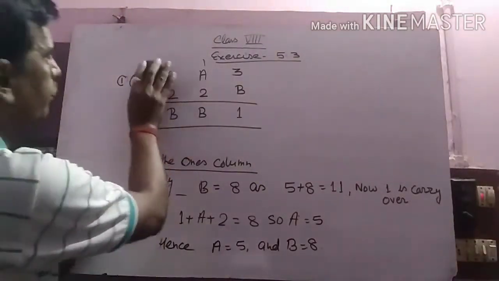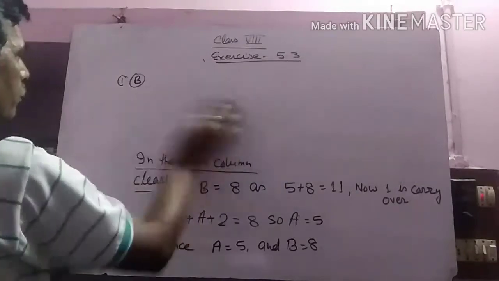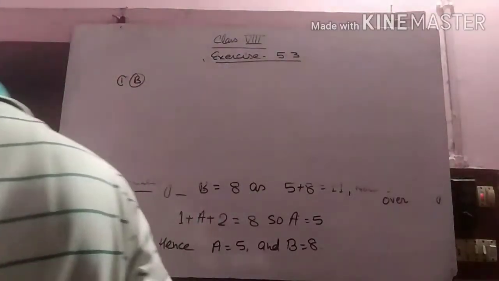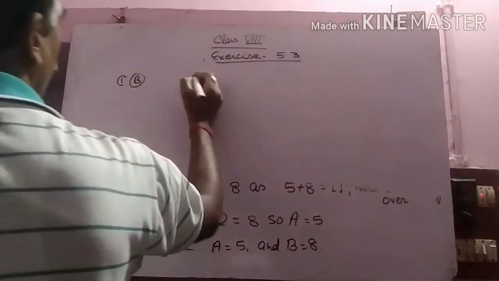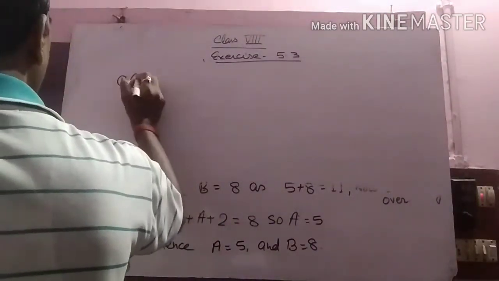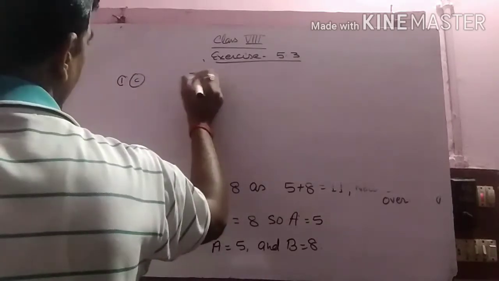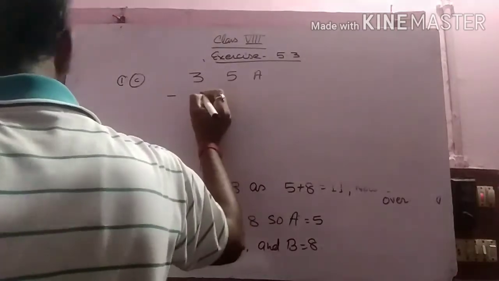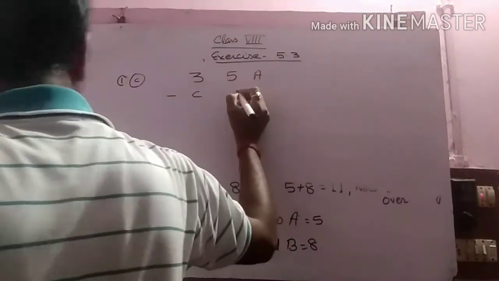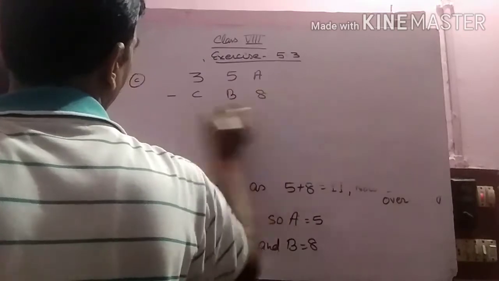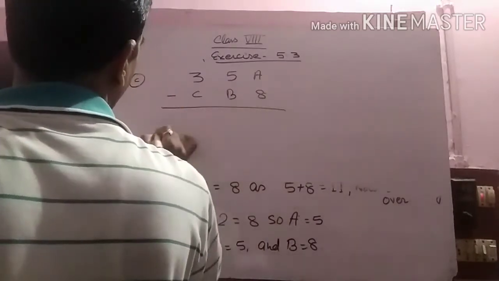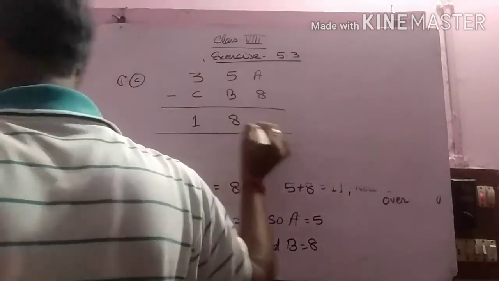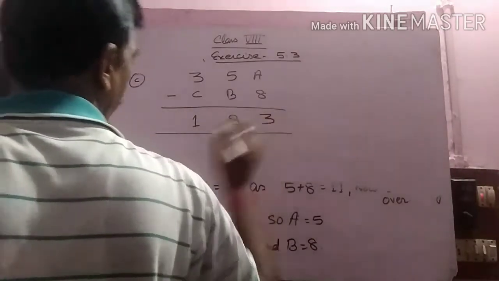Next question is C, which is subtraction: 35A minus CB8 is equal to 183.